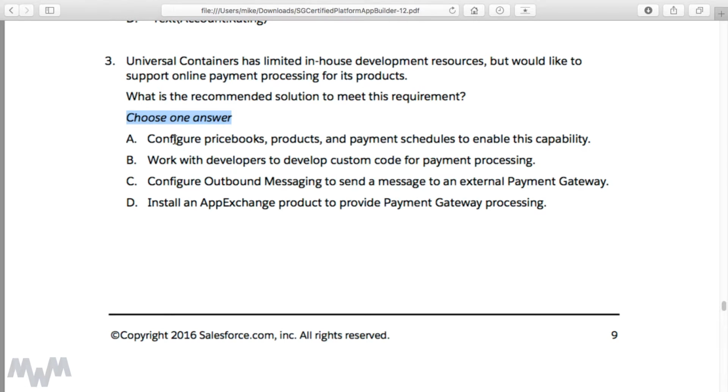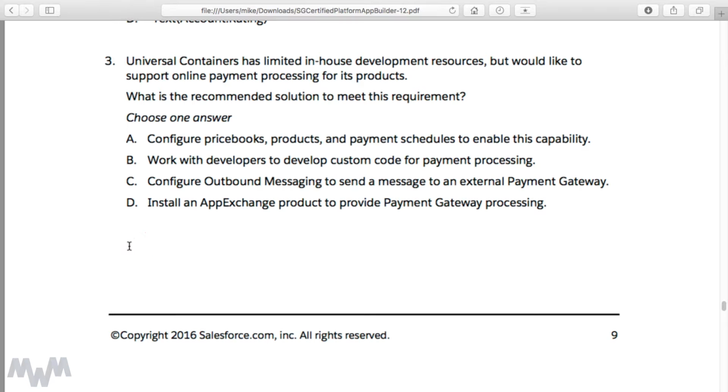So the potential answers here would be A, to configure price books, products, and payment schedules to enable this capability, bearing in mind that they're looking to support online payment processing for their products, but they have limited in-house development resources. Option B would be to work with developers to develop custom code for payment processing. C would be configure outbound messaging to send a message to an external payment gateway. And then D is install an AppExchange product to provide payment gateway processing.